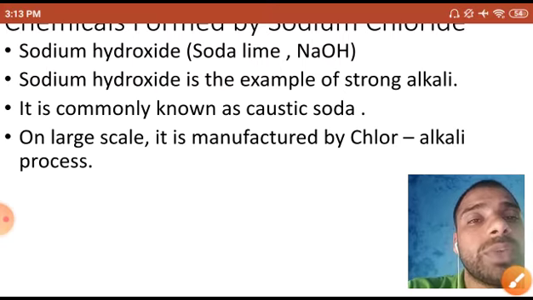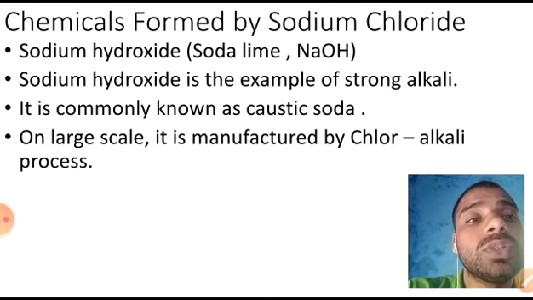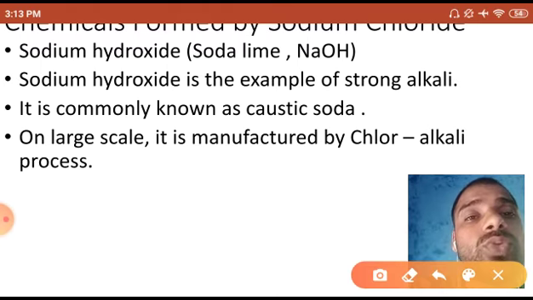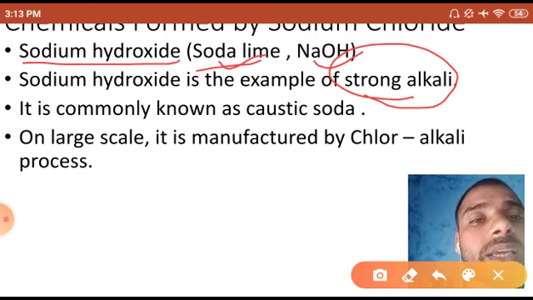So this is our topic, and you can see here that the first chemical we can obtain from sodium chloride is sodium hydroxide. Sodium hydroxide can be called soda lime or NaOH. Okay, NaOH means sodium hydroxide, and in the common name we can also call it soda lime. Sodium hydroxide is an example of a strong alkali. It is commonly known as caustic soda. Okay, dear students, so this was the theory about sodium hydroxide, soda lime.